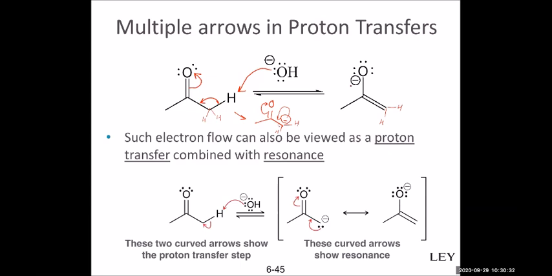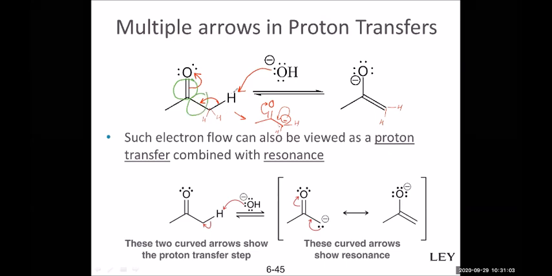So you can see there are multiple arrows in proton transfer. The reason is just because there are so many changes in the structure. If you include it in one step, you can highlight all the bond changes. So this bond changes. This bond changes. This bond broke. So for multiple changes, use multiple arrows, one for each change.